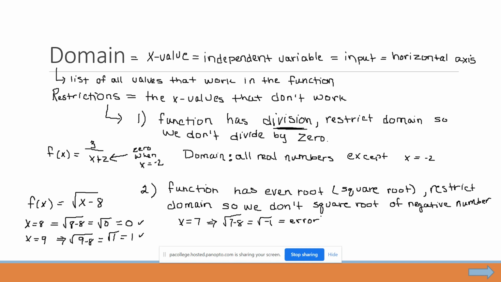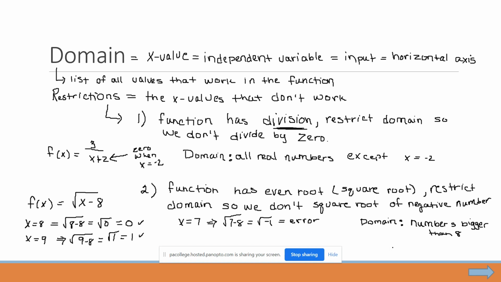And so from this, I can see the number 8 worked, the number 9 worked, and I can just mentally be like, well, 10 would work, 11 would work, but anything smaller than 8 would not work, because 0 is the boundary between positive and negative, and anything smaller than 8 is going to give me a negative number and not work. So the domain here in words is numbers bigger than 8. Those are the ones that work.